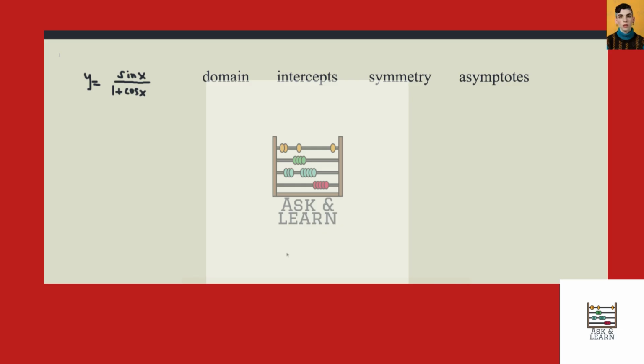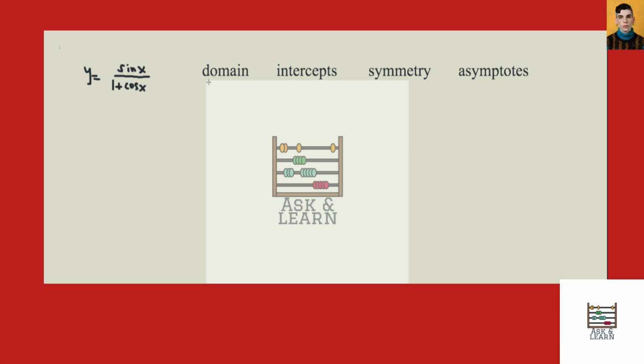So the domain for this one is going to be x cannot be pi, for every period of 2 pi. So that's important, for every period of 2 pi. And the reason for that is that an asymptote exists at x equals pi for every period of 2 pi. Okay, so our period is 2 pi, obviously.